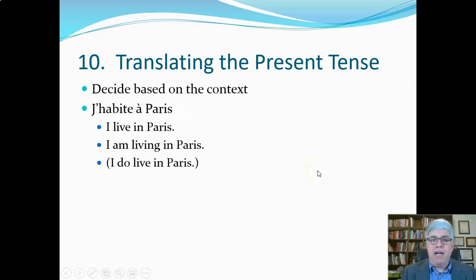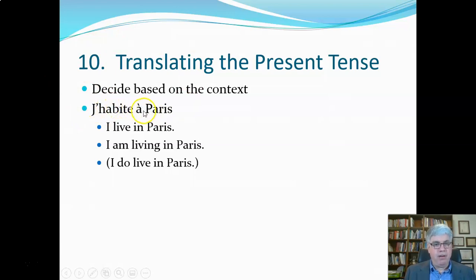So let's talk more about translating the present tense. And like I said before, you need to base it on the context. So if we have a sentence, j'habite à Paris. So habite comes from the verb habiter, to habitate, but we wouldn't say habitate, we say live. And the je contracts in front of vowels and silent h's. So that's why the je is just the j apostrophe here.